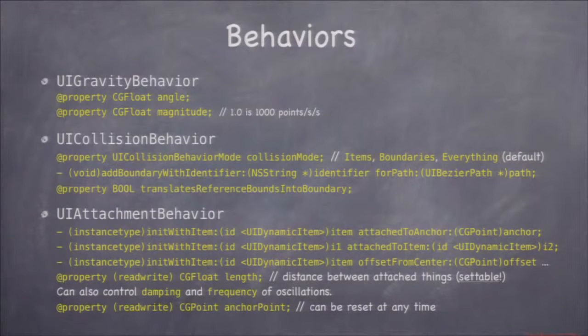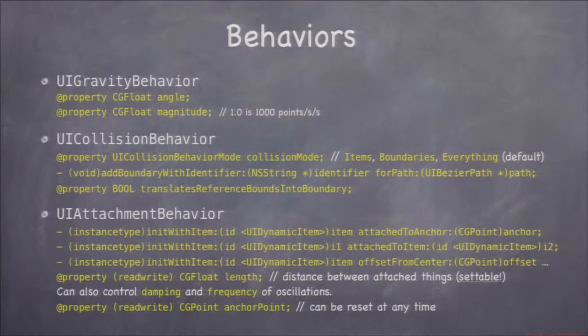The attachment behavior is a little different than the other ones in that you don't alloc init. You actually specify the attachment at init time. So alloc init with item, alloc init with other item. There's also some versions where you can attach items where the attachment point, instead of being the center, is offset. And that will make things kind of hang. If the items rotate, they'll kind of tilt, because you're not grabbing them in the middle, you're grabbing them on the side. So you can make some pretty cool effects.